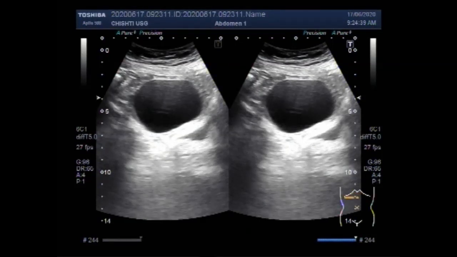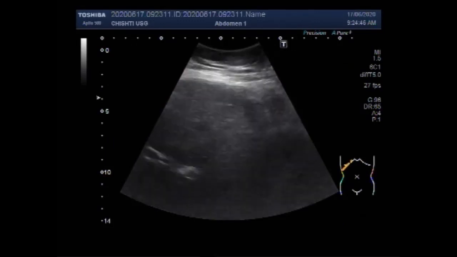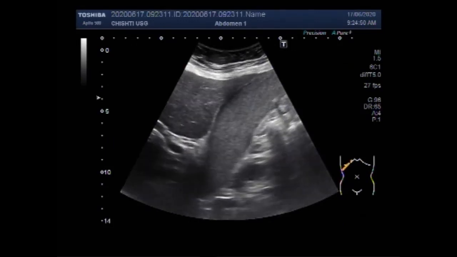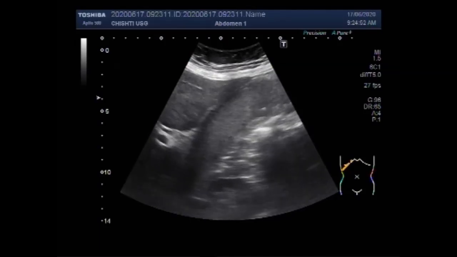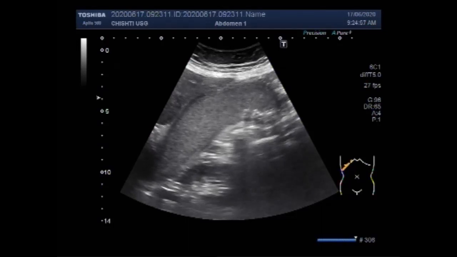This ultrasound video shows a gallbladder mucocele. You can see the liver and the gallbladder, and the gallbladder is full of thick sludge, and multiple stones are seen in the caudal portion of the fundus of the gallbladder.